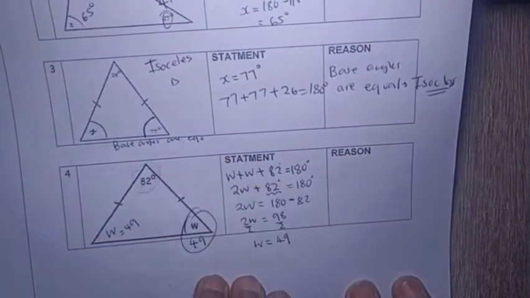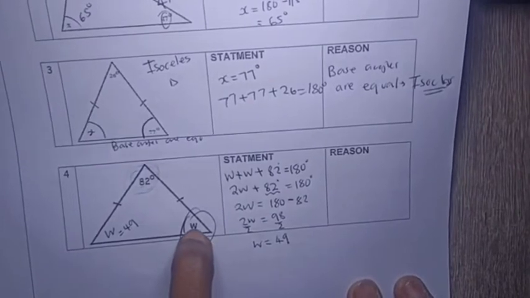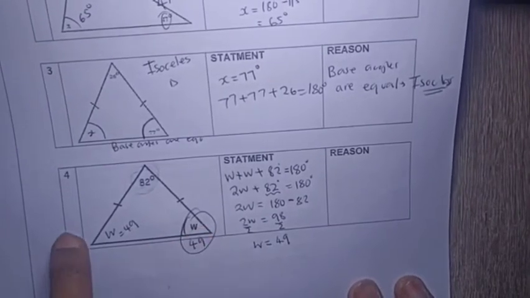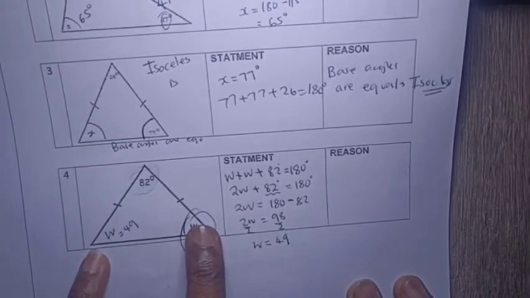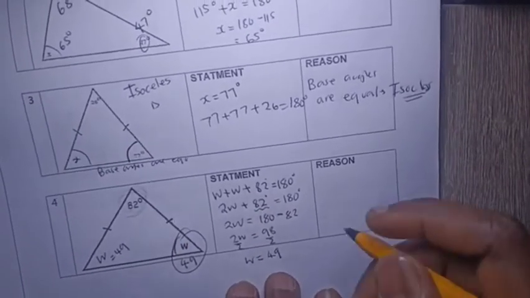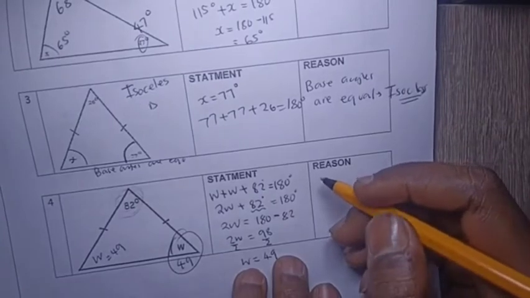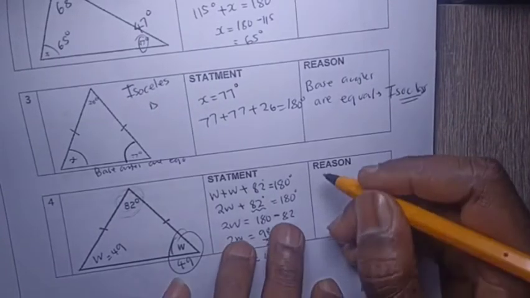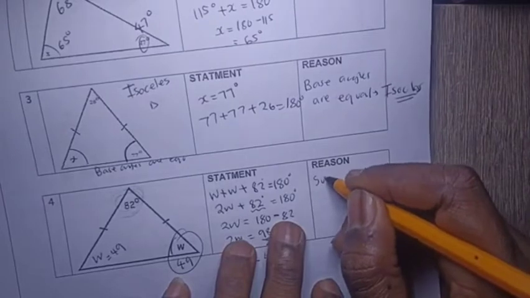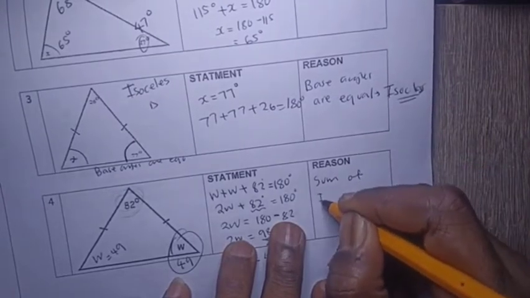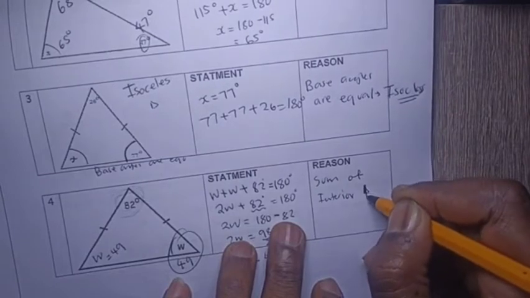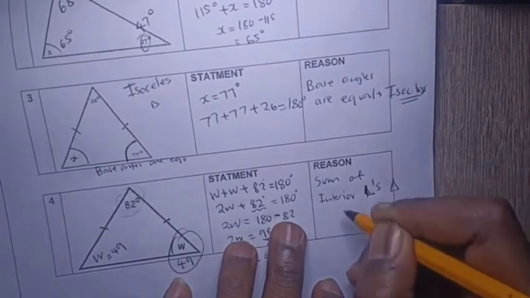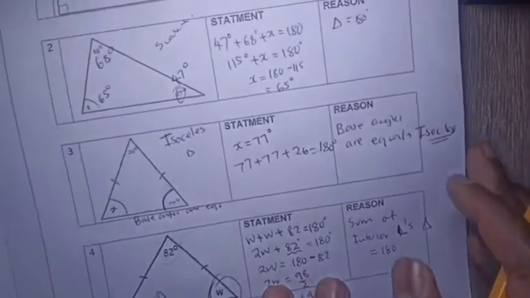Did you see what I did? They gave me the value of this one. I said whatever I have here should be the same as this one because we're dealing with an isosceles triangle, and then you add the 2. Your reason will be what? Interior angles. Sum of interior angles in a triangle equals 180.